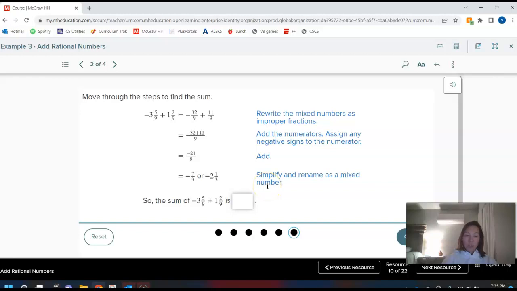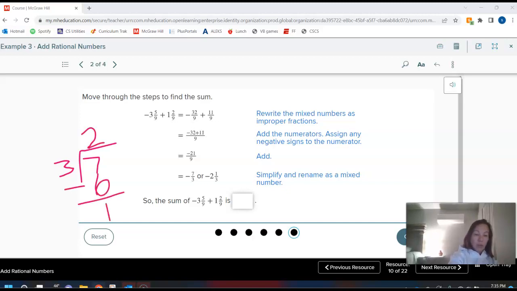negative 2 1/3. So again, just to change it back to a mixed number, if it's negative 7/3, then we would do 7 divided by 3 to change this to a mixed number. So there's a remainder of 1, so we'll write that as 1 over 3, so 2 1/3, and then it's negative 2 1/3. So that's how you change from an improper fraction back to a mixed number, in case you forgot.